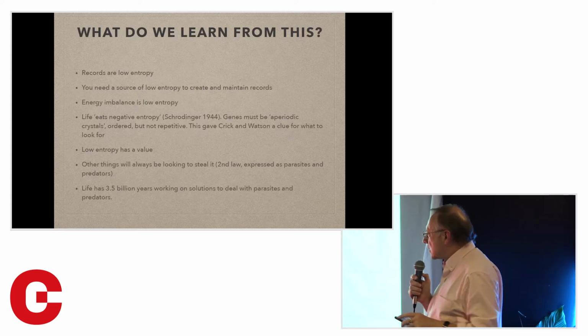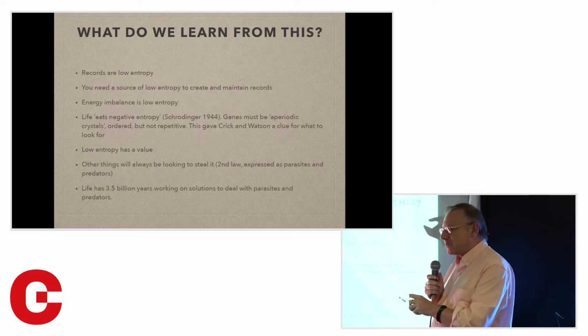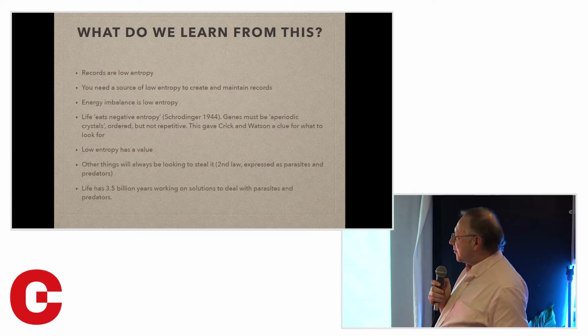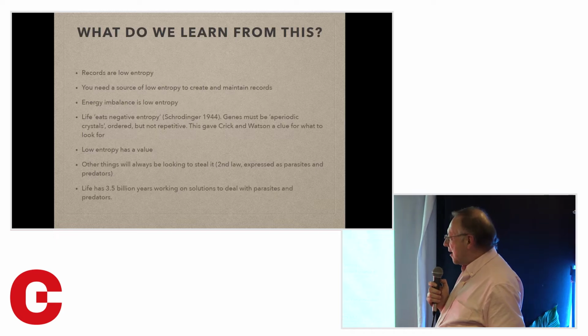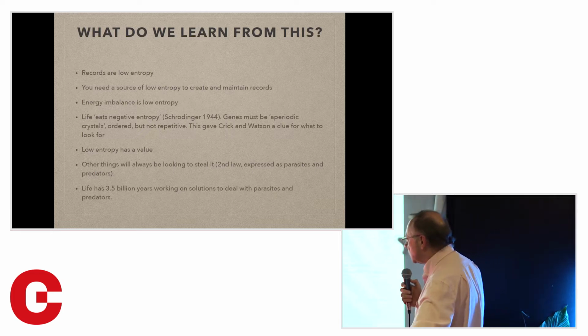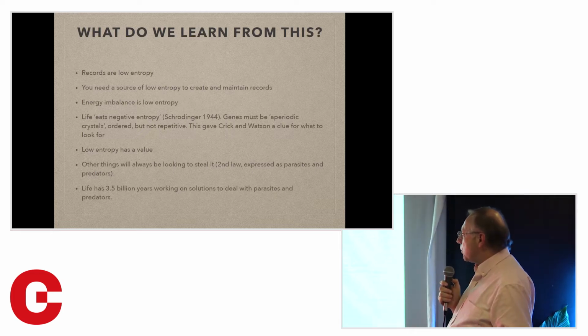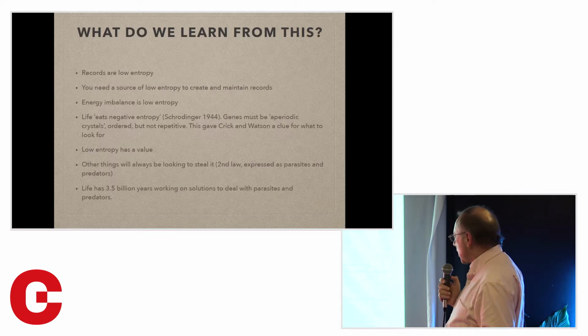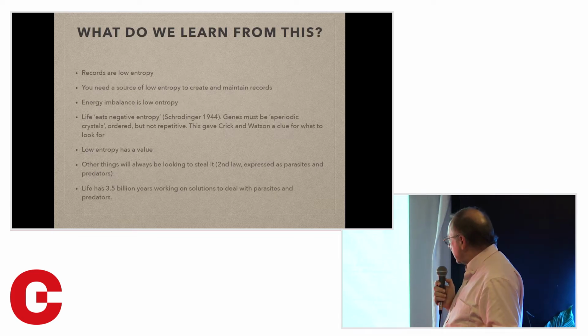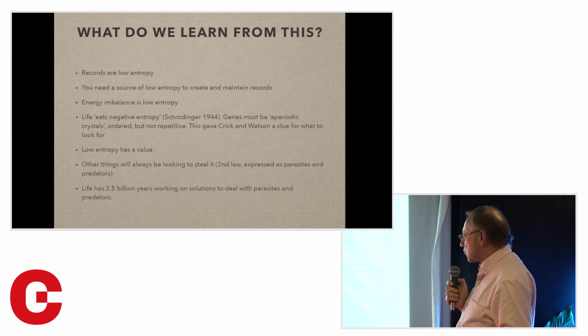It also means that low entropy has a value. And that's something that I'll be exploring a little bit more in parts 2 and 3, because what it means is that things try to get at that low entropy, and other things will always be looking to steal low entropy. And that's an expression of the second law of thermodynamics. And we see that in terms of parasitism and predation.